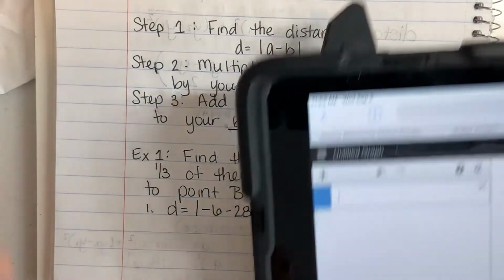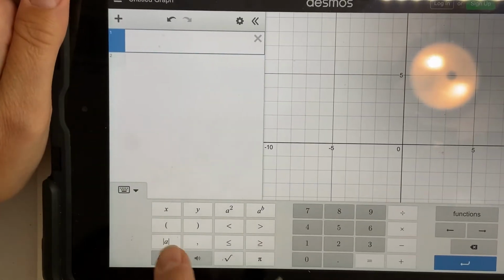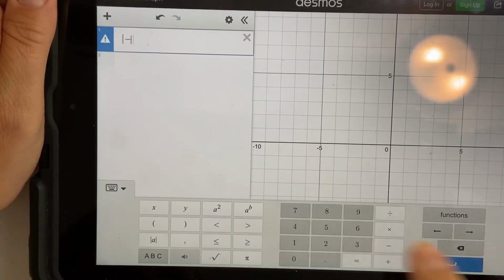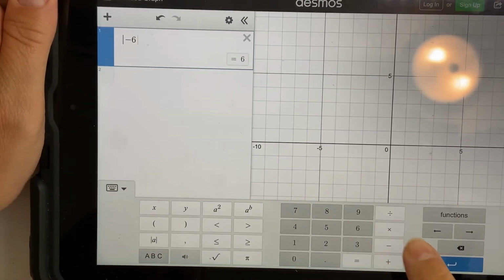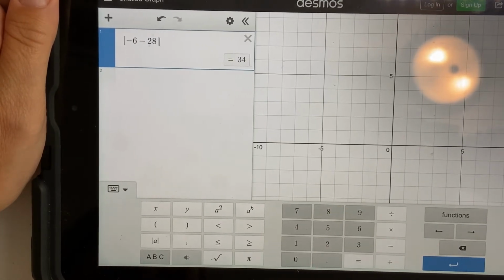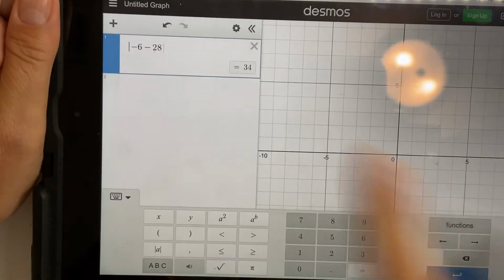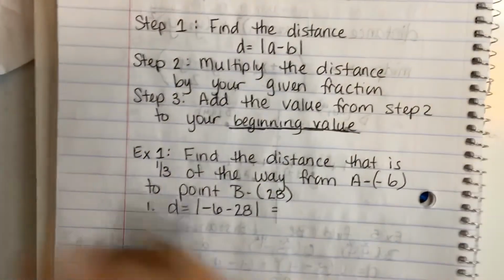So I'm gonna do the absolute value, and it's -6 minus 28, and you can go forward if you want, but it kind of just gives it to you there. And it's 34. 34 is the distance. Okay, so 34.